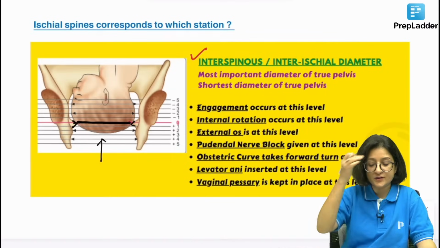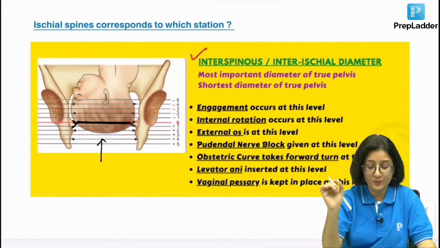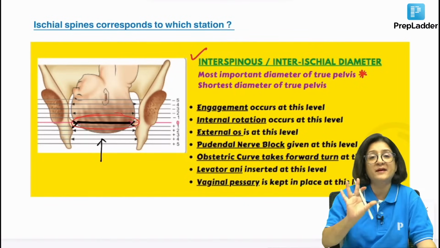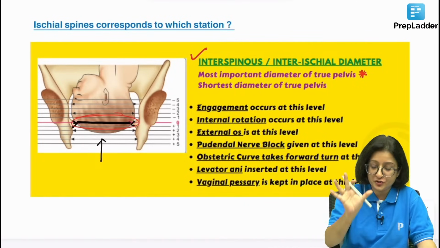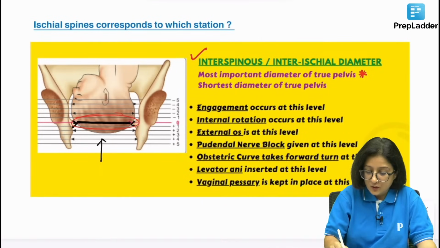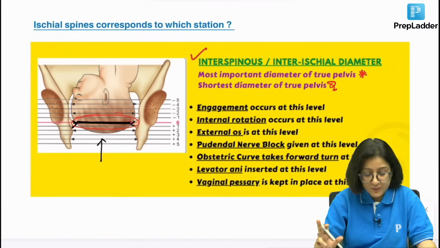Interspinous or interischial spine diameter is the most important diameter of the true pelvis, and I have told you why: this is the region of the mid pelvis. This is the narrowest portion that the head has to negotiate through. In any given pelvis, this is also the shortest diameter of the true pelvis. These are important pointers to know.